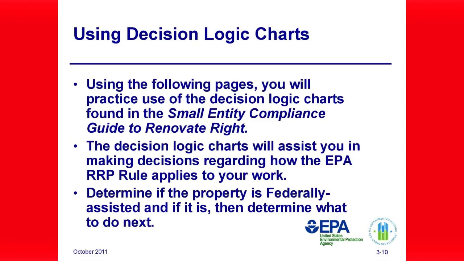As you can see, there are multiple questions within that second box. For example, does work consist of only minor repairs or maintenance that disturb 6 square feet or less of any painted surfaces per room for interior activities, or 20 square feet or less of painted surfaces for exterior activities? Remember, that's the de minimis amount within the EPA rule. If this were a project by HUD, the de minimis amount goes down from 6 square feet of interior surfaces to only 2 square feet. And then you answer the question.